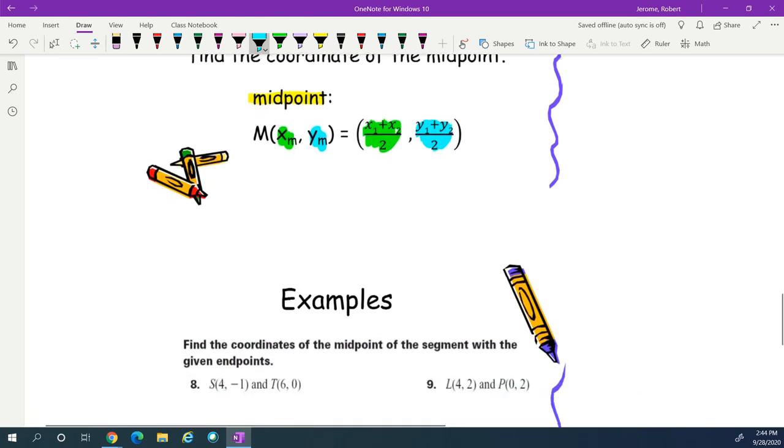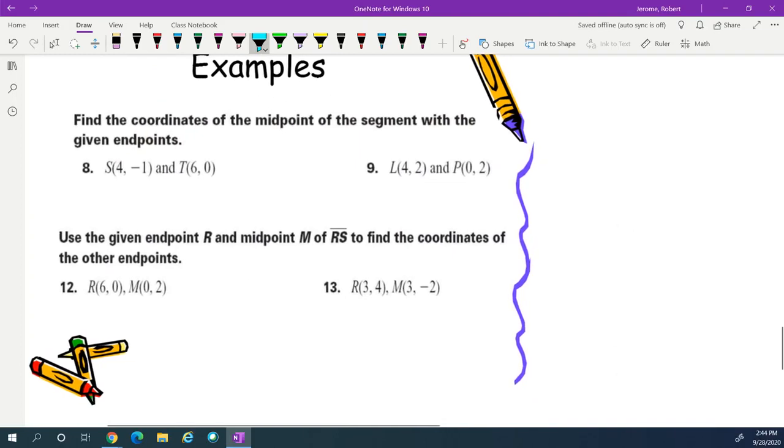Well, let's take a look at it. So let's take a look at number 8. And again, I'm just going to bring it out to the right. I might graph it. If I graph it, it gives me a nice idea of what to expect. S is at (4, -1). And T is at (6, 0). So there's T at (6, 0).